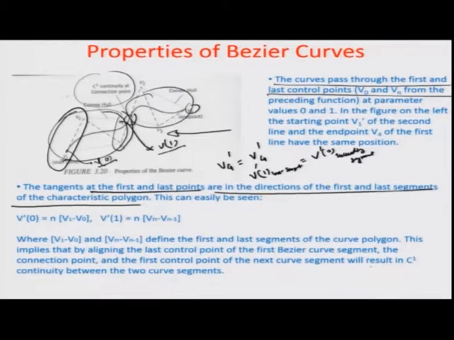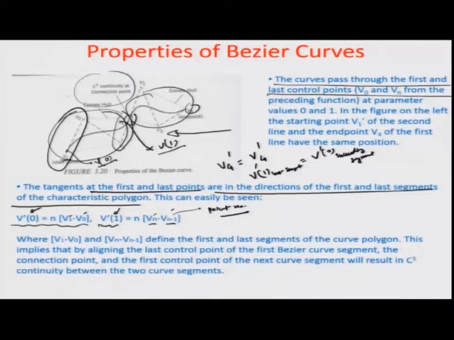And we can represent this better in terms of v dash 0 is n times v 1 minus v 0 and v dash 1 is n times v n minus v n minus 1, where these 1s and 0s and these n and n minus 1s describe the point number, not the t values. The t values are in brackets here, that is being considered.